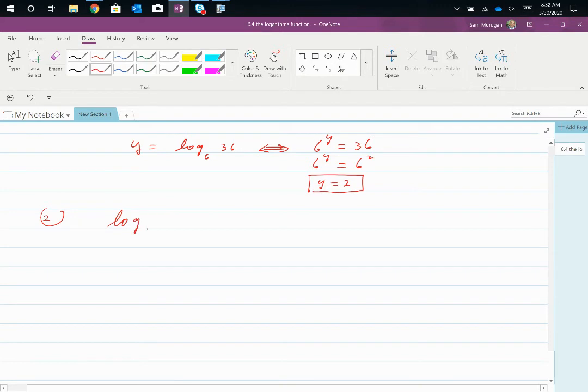Solve log base 6 x is equal to 2. So all you need to do here is rewrite this as an exponent. x is equal to 6 to the power 2, which is equal to 36.